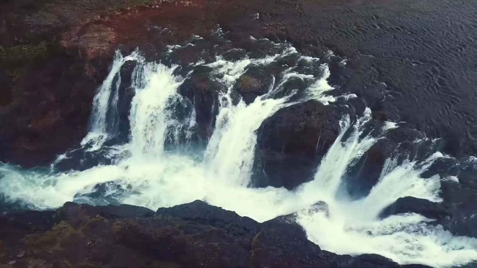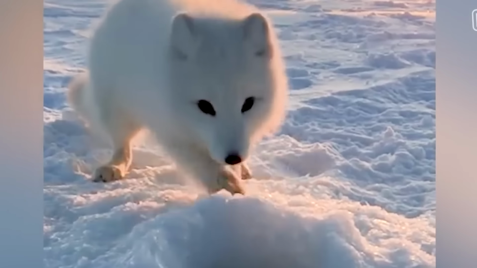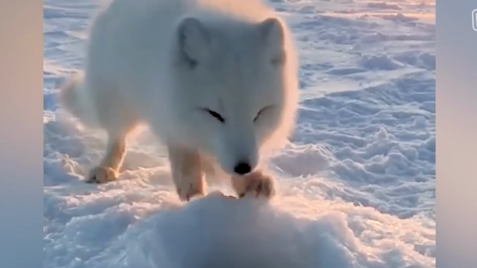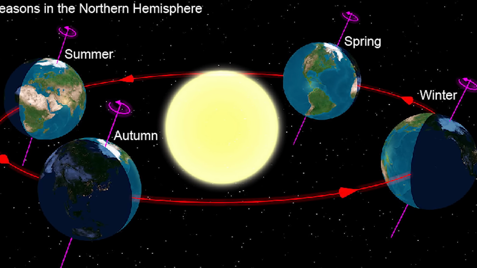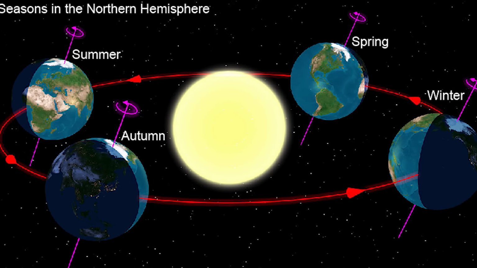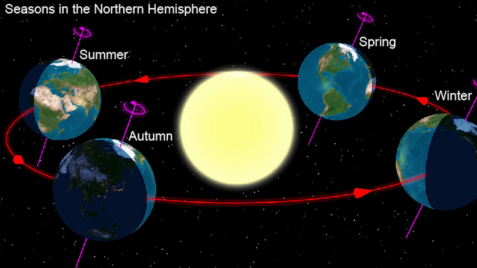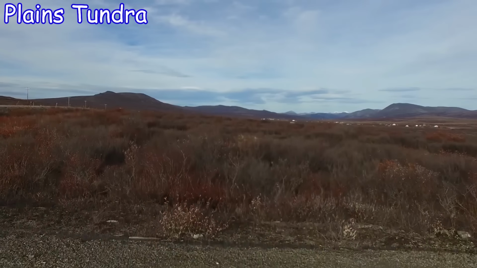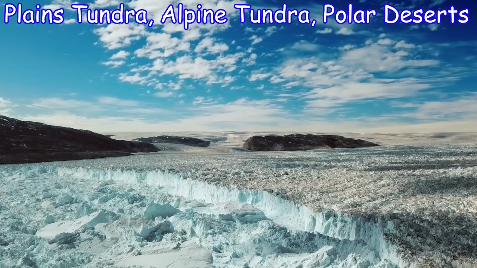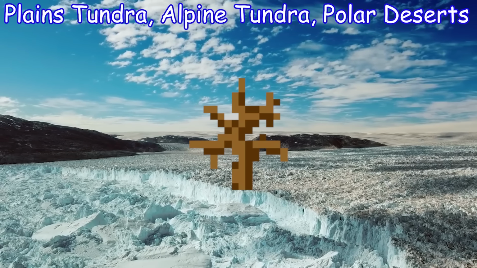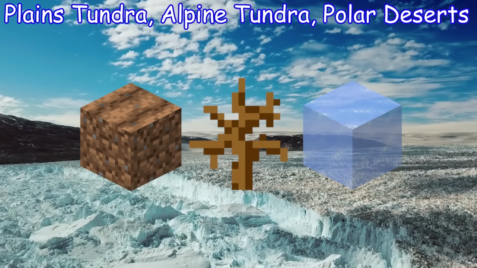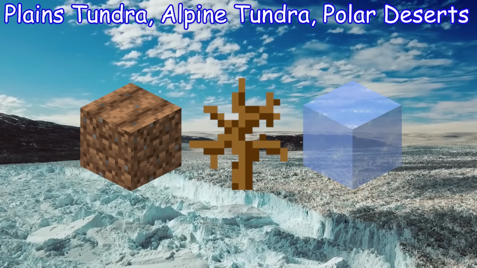Tundras are the mushy, gushy, frozen, frosty biomes at the North and South Poles, where they receive long and extreme winters and short, mild summers. There's 3 descriptive categories of tundra that are important to cover here: Plains Tundra, Alpine Tundra, and Polar Deserts. All 3 are characterized by dry conditions, extremely cold temperatures, and the inability for large plants to grow.